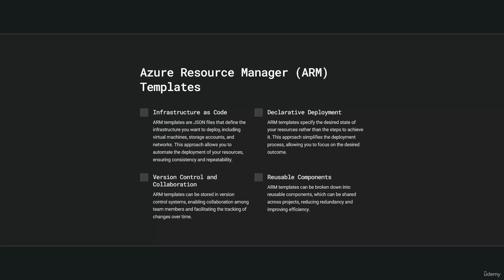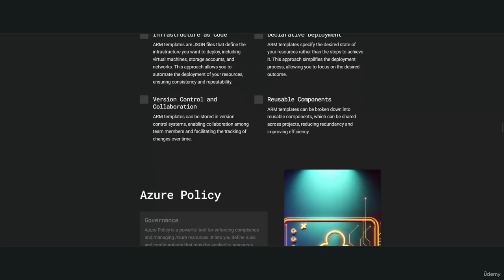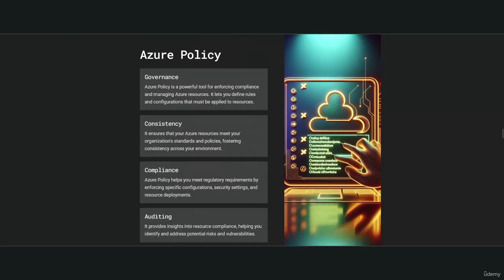Version control and collaboration. ARM templates can be stored in version control systems, enabling collaboration among team members and facilitating the tracking of changes over time. Reusable components. ARM templates can be broken down into reusable components, which can be shared across projects, reducing redundancy and improving efficiency.